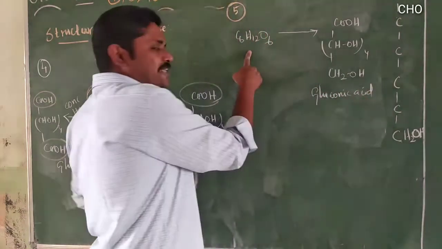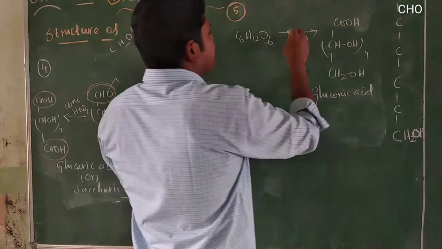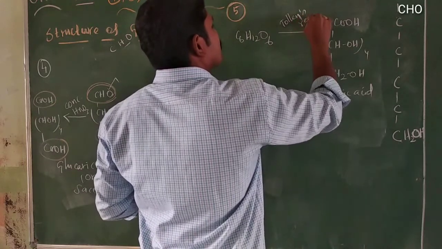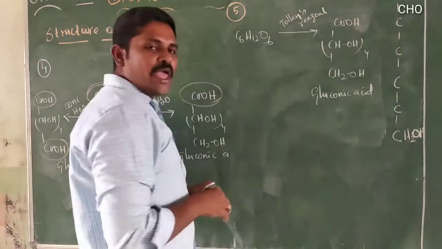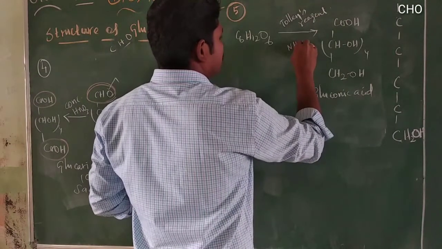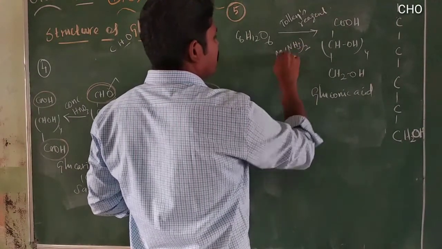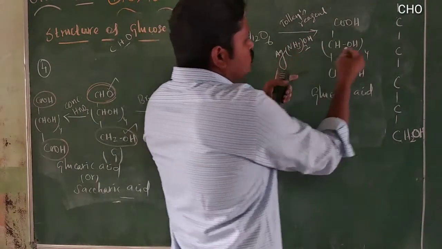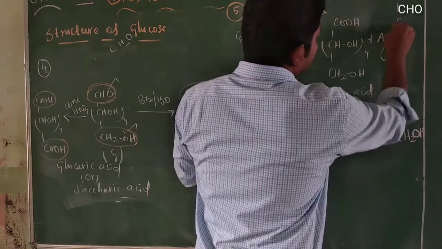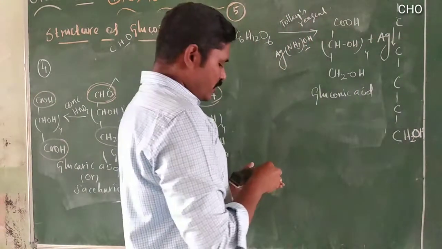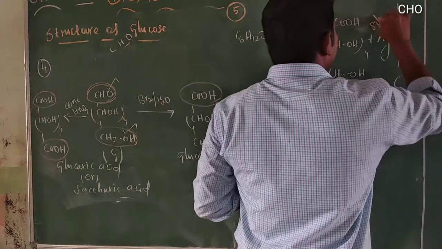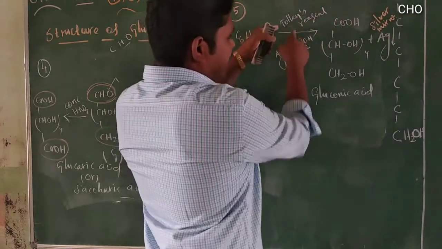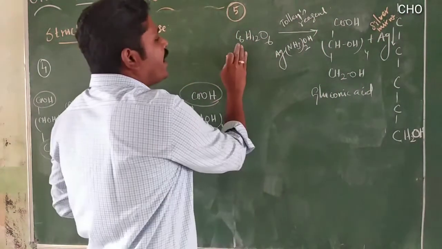The glucose is oxidized to gluconic acid in the presence of Tollen's reagent. Tollen's reagent is ammoniacal silver nitrate. The Tollen's reagent is reduced to a silver mirror.